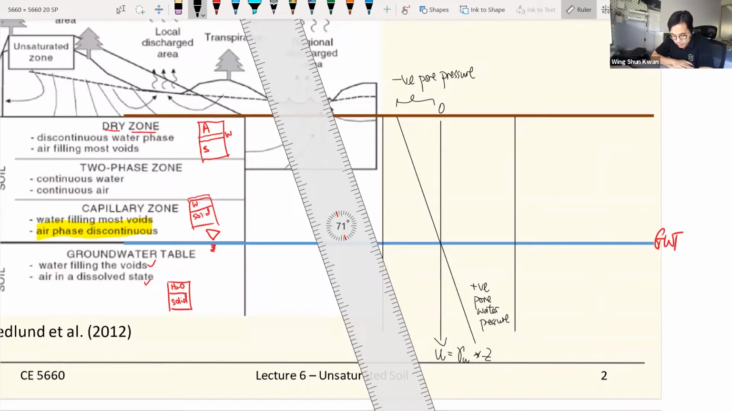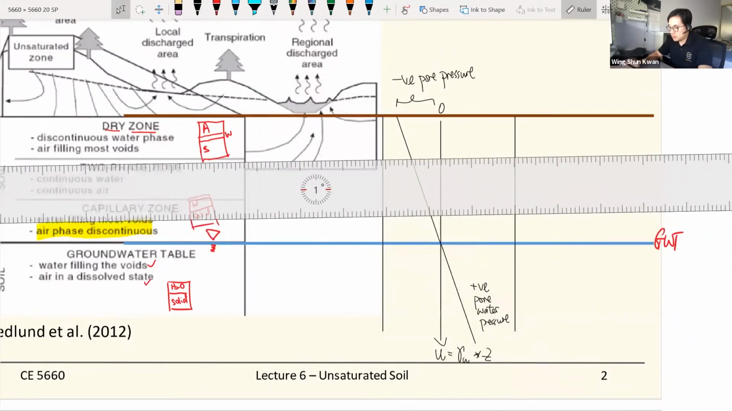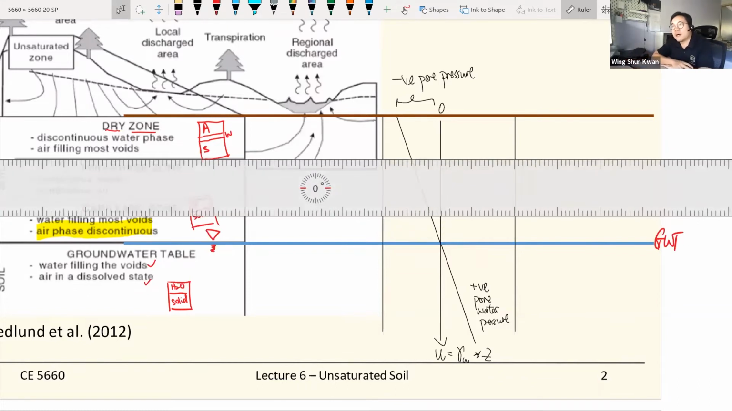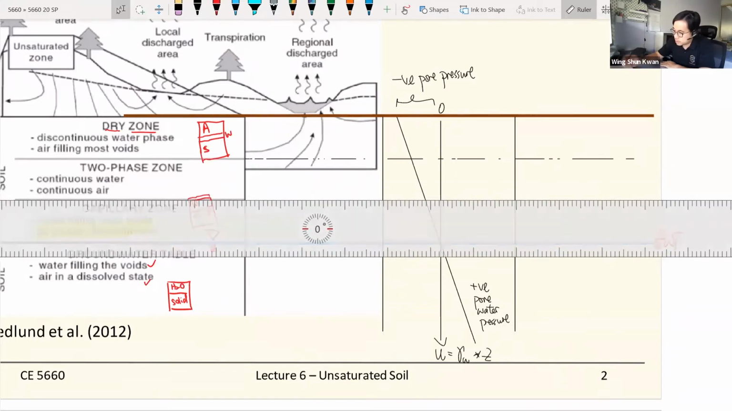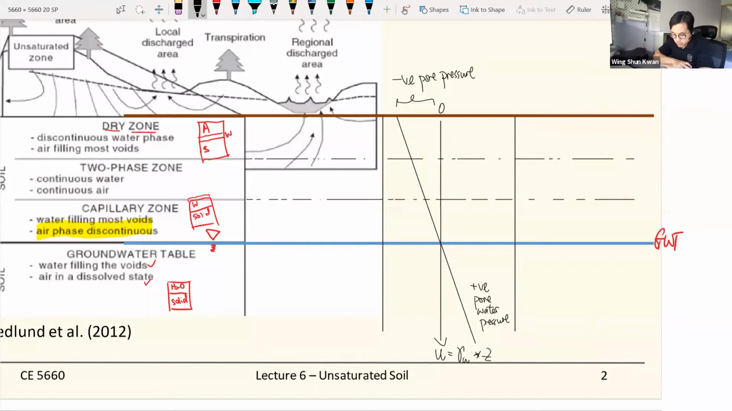And to truly define, to further define the unsaturated soil properties or soil characteristic, we need the soil water characteristic curve. So we simplify up to this level. We assume this is a ground surface.